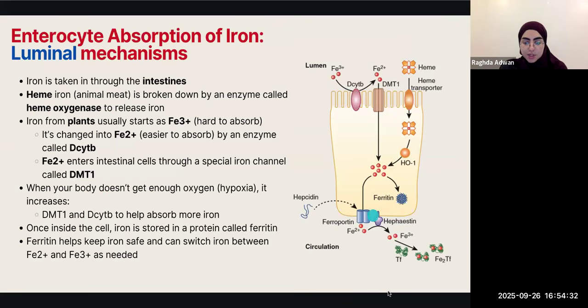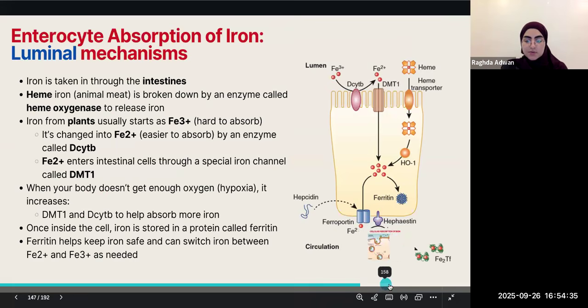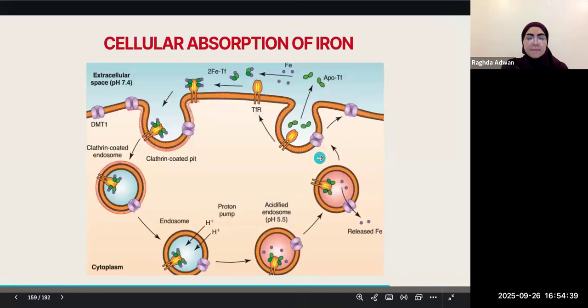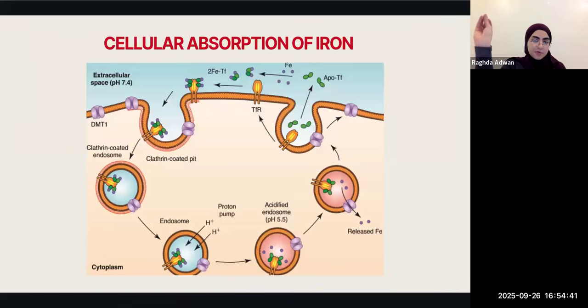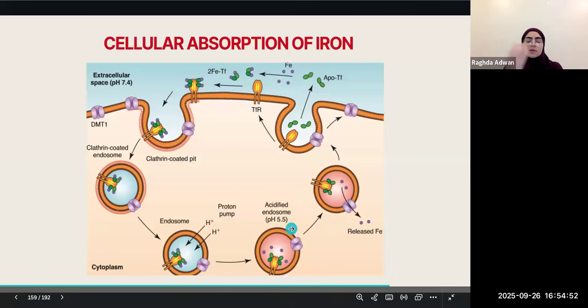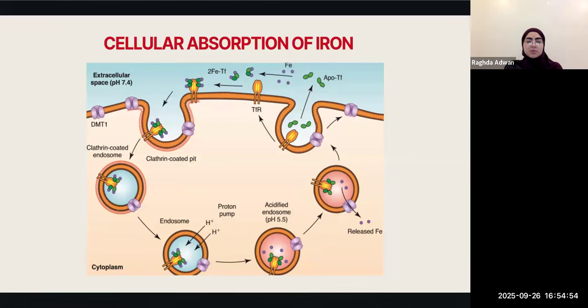This second picture, the diagram that I explained with the transferrin receptor, this part is how now we've absorbed iron from our food and it's bound to transferrin. How do we get it into cells? So this is the cells of the liver, the cells of macrophages, the bone marrow. This is how we use the iron that we've now absorbed, how it enters the cells.